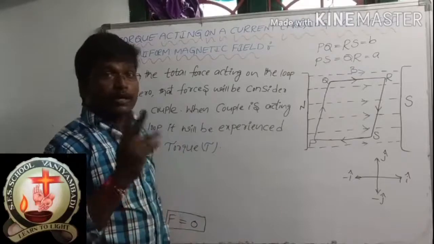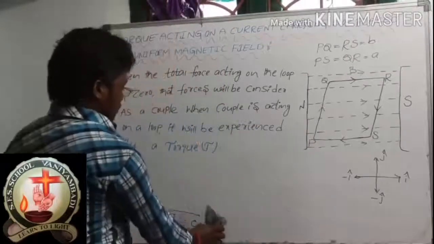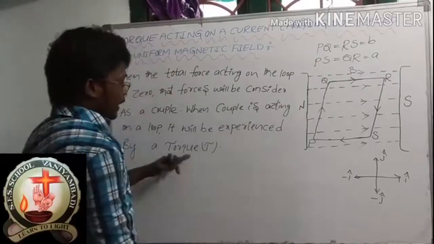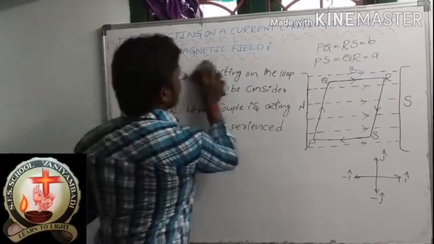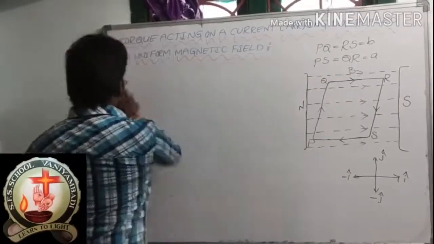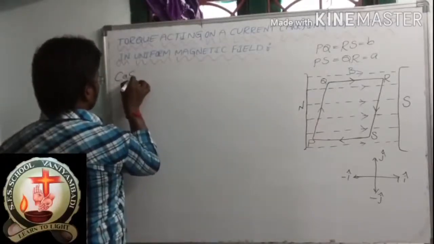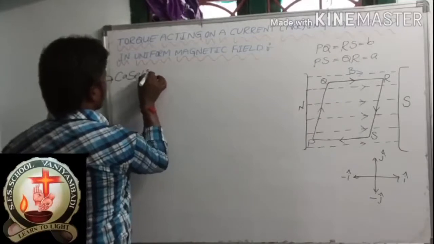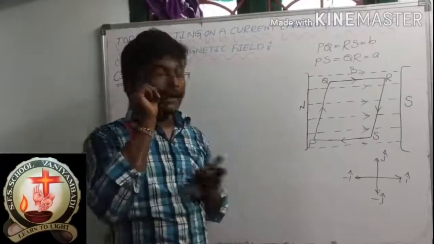Okay. So in two cases we should find the torque. You can continue after this one, what I am going to explain. Now, case 1. In case 1, I am going to find the torque acting on the loop.